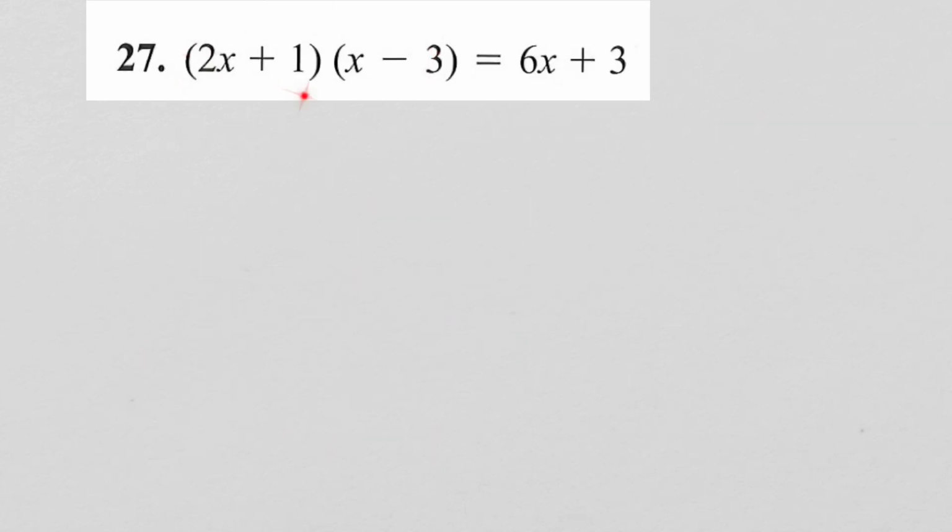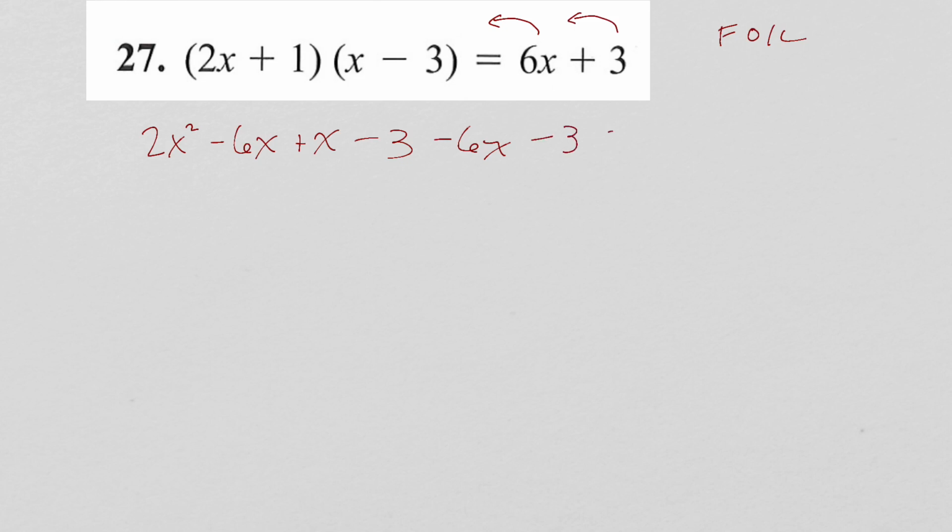Okay, again, if this were equal to 0, it would be easy. It would be negative 1 over 2 and positive 3 over 1. But it's not. So I'm going to FOIL out the left-hand side and then bring everything over and set it equal to 0. So when I FOIL the left, the first is 2x squared. The outer is negative 6x. The inner is a positive 1x, and the last is a negative 3. And then I'll move this over to get negative 6x, and I'll move this over to get negative 3, and now it's equal to 0.